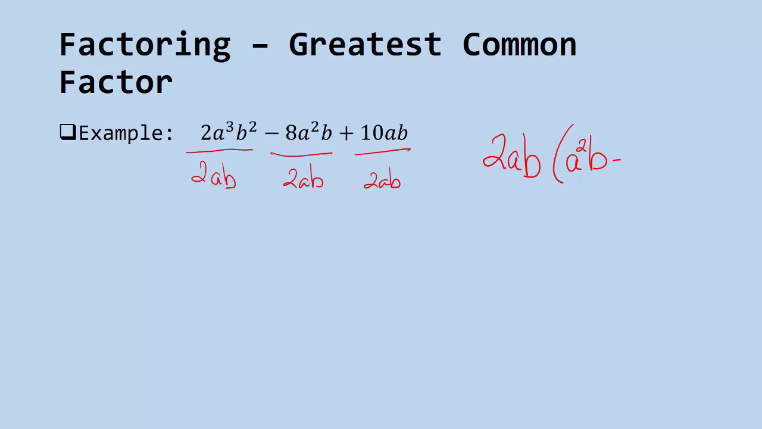Next term, negative 8 over 2 gives me negative 4. A squared divided by a gives me a. And b divided by itself, again, gives me the whole number 1. So 1 times anything is itself. Next term, 2 into 10 goes 5. I notice here that the a's cancel and the b's reduce. They both reduce to 1. So I'm left with 2ab times, in parentheses, a squared b minus 4a plus 5.